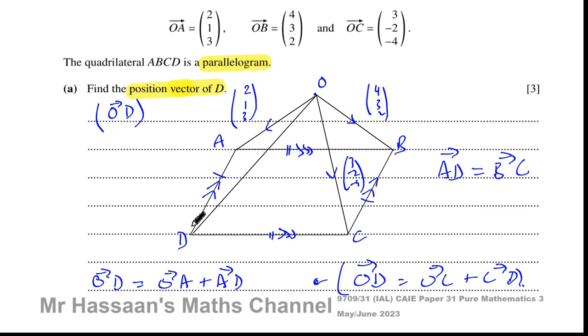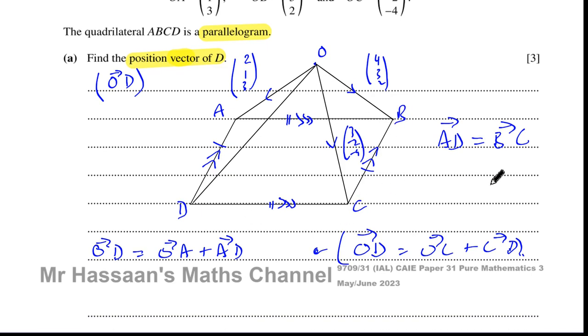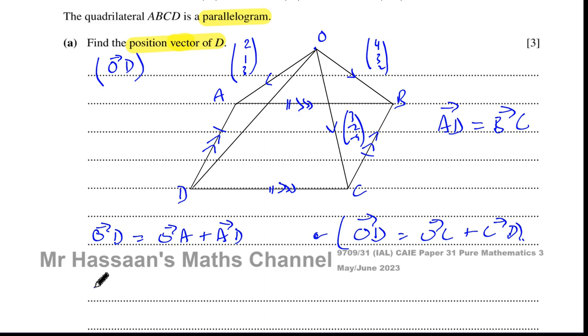How to get from A to D will be exactly the same vector as how to get from B to C, because they are parallel and equal in length. Okay, so I can see what B to C is. We can work out how to find B to C. So I can say O to D is equal to O to A plus B to C. So how do I work out what B to C is?